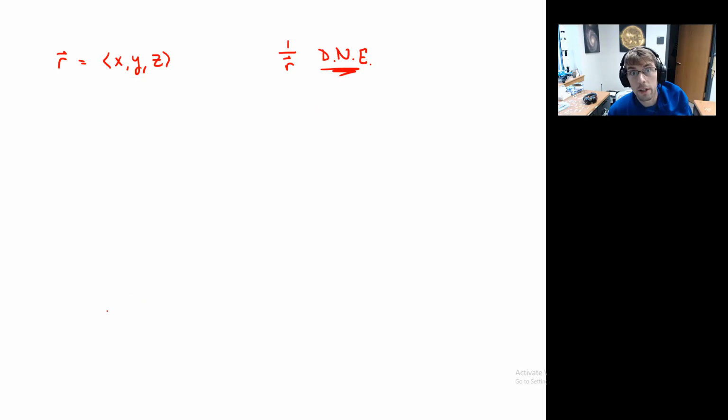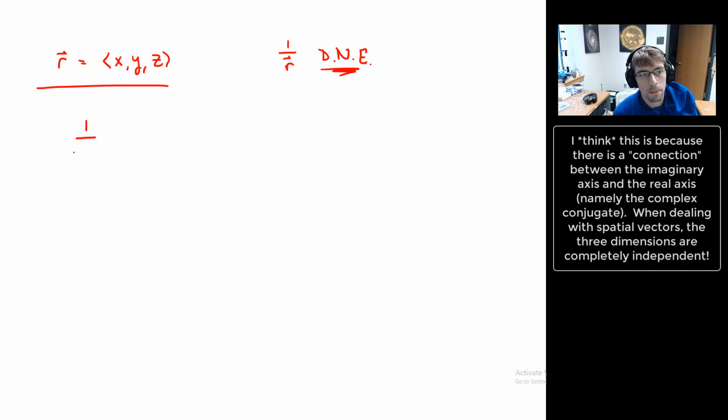That is a no-no. We are not allowed to divide by vectors. But with these phasors, that is an okay operation, right? If I divide a number by, say, 1 plus I, algebraically, that's fine. In fact, we can algebraically manipulate this equation such that we end up with only a real number in the denominator, right? Namely, we multiply by the complex conjugate.